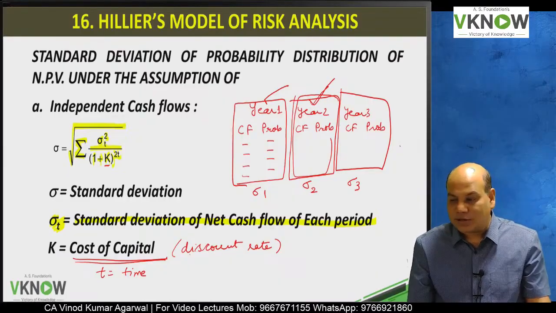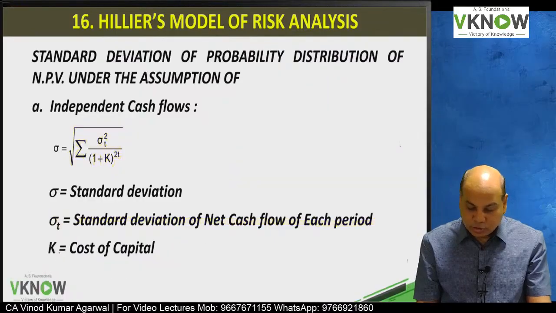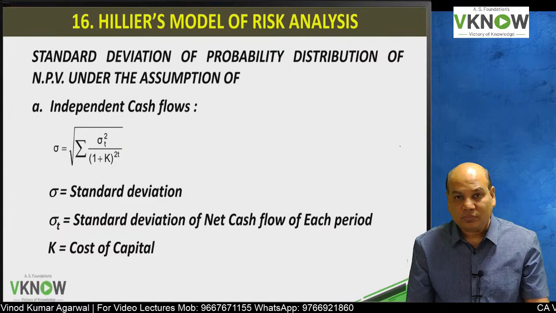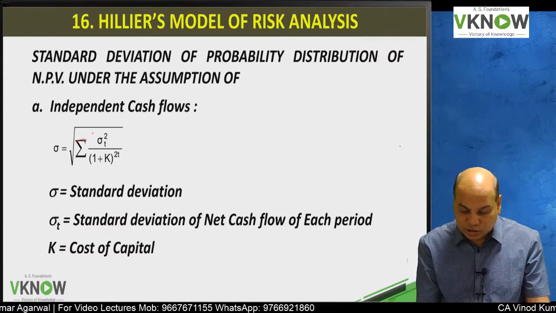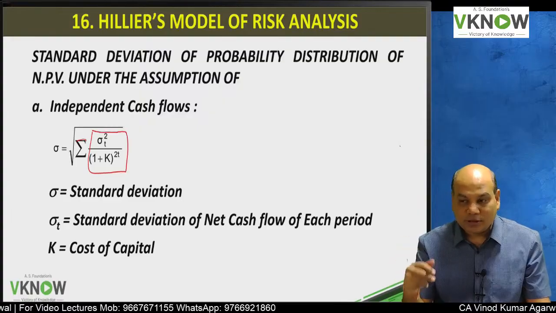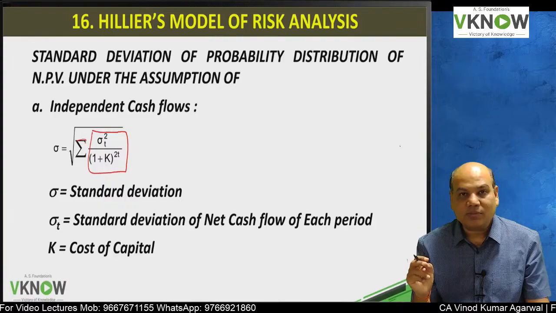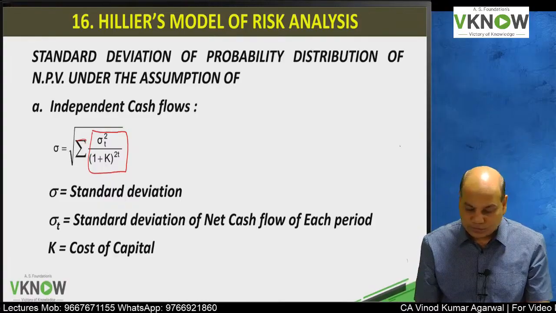Formula I will revise again. Formula we will not be able to derive in the classroom, not required also. Under root summation. Summation means you will calculate this for each year, take the total, then take the square root, summation sigma t square upon 1 plus k to the power 2t.